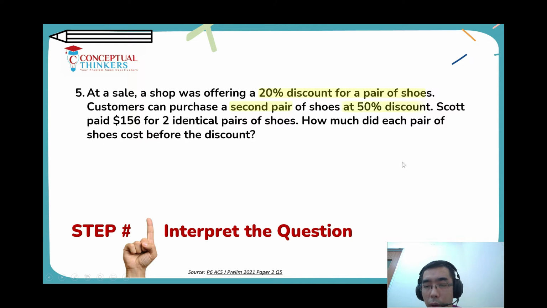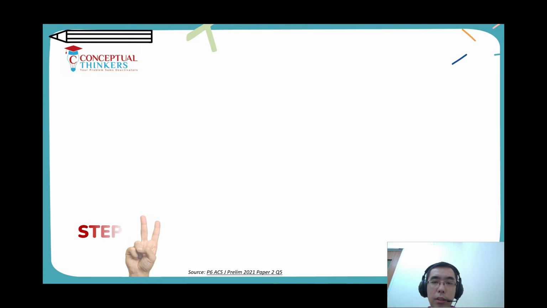So what we need to do is to identify the key phrases of the question. So the key phrases are 20% discount for a pair of shoes. Then second pair will be at a 50% discount. And Scott paid $156 for two identical pairs of shoes. So we need to find what is the cost of one pair of shoes before discount.